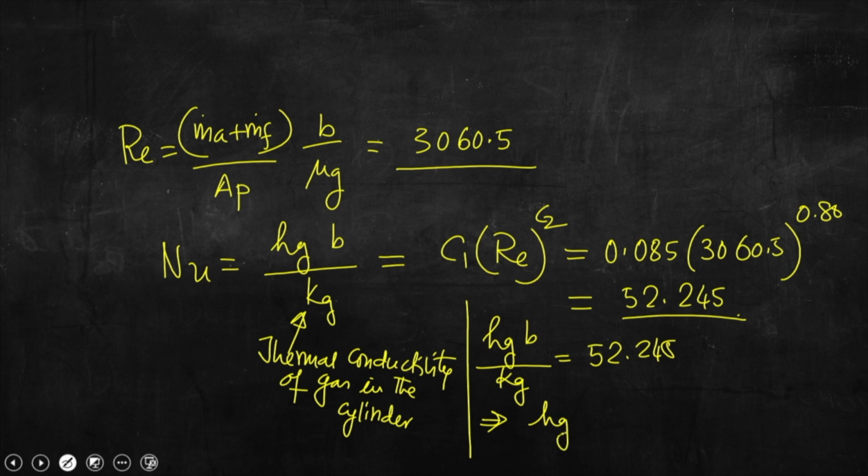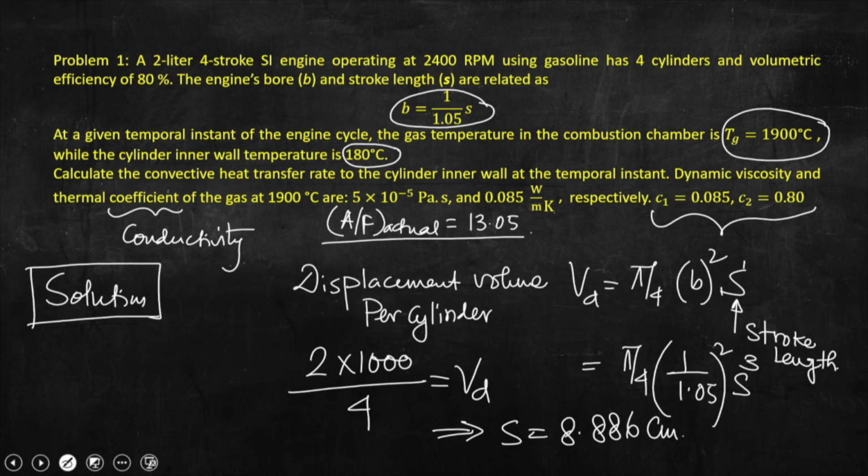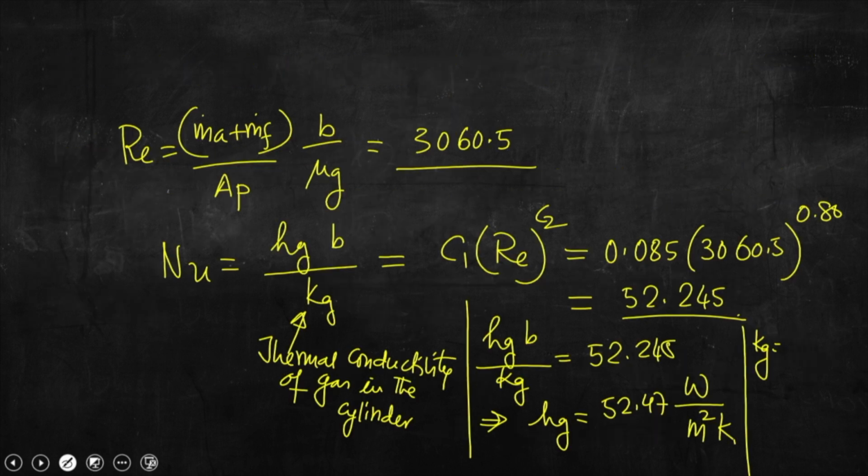So, we will be getting H g equal to, I am writing directly, 52.47 watt per meter square Kelvin, because the value of K g is given here, that is 0.085 watt per meter Kelvin. So, this is watt per meter Kelvin divided by meter, so the meter comes down, and this is watt per meter square Kelvin.